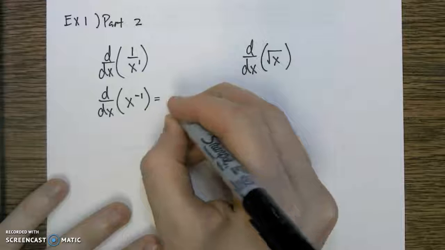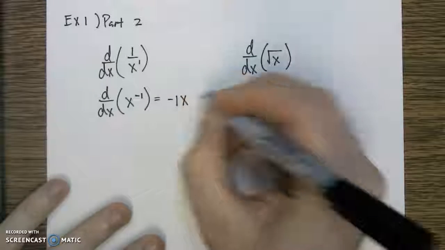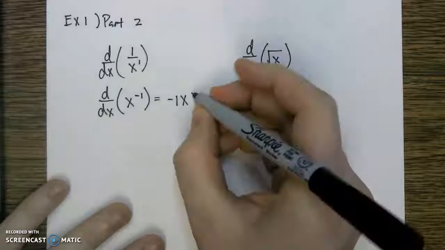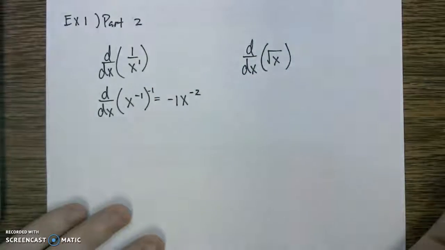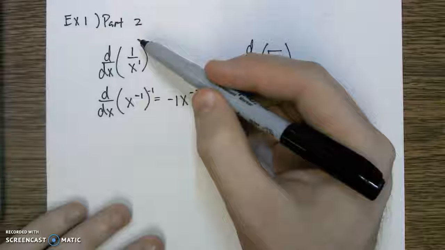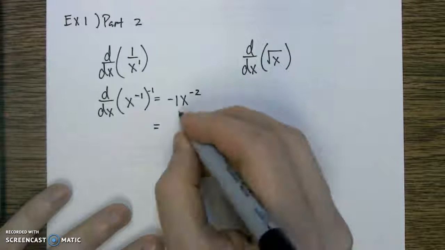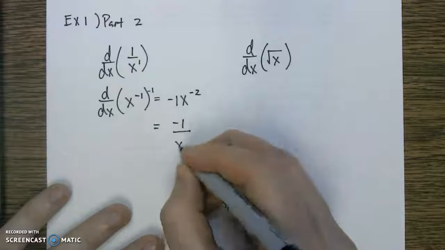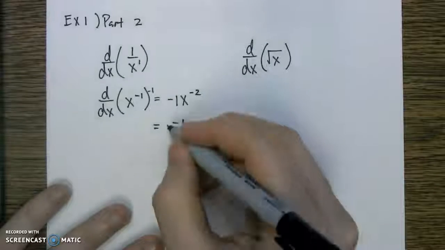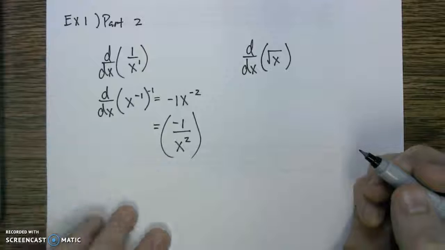We can bring negative 1 in front, then you've got your variable, then you take 1 away from your negative 1. So we subtract 1 from negative 1, we get negative 2. Since it was written as a fraction, write your answer as a fraction. So you've got -1 as your numerator. X to the -2 makes it +2 in the denominator. So that would be your answer.